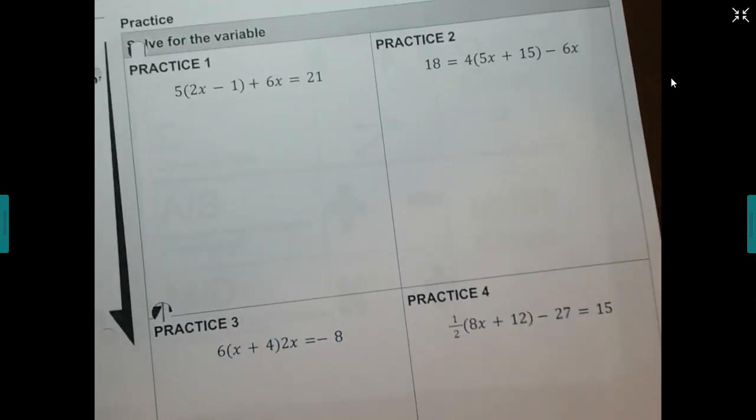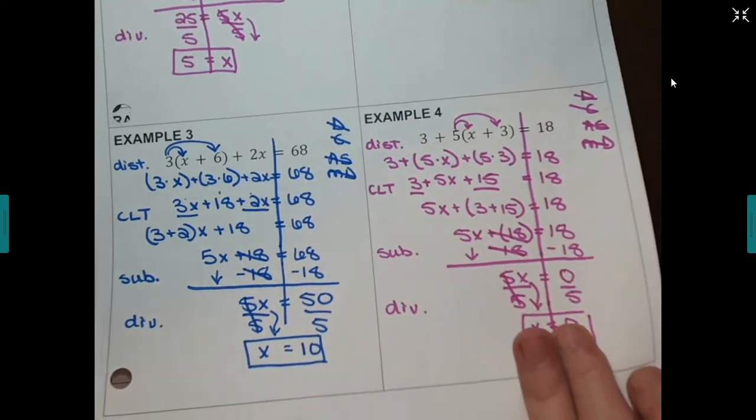Last but not least, you guys do have some practice problems that you will work on your own. Let me know if you need help.